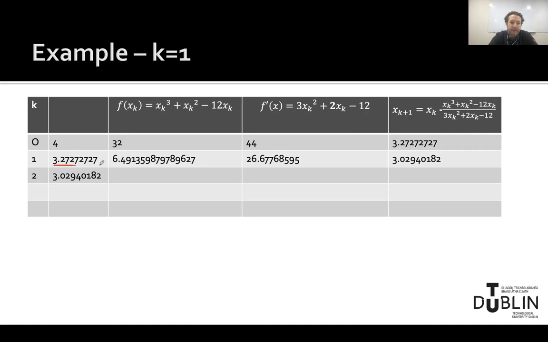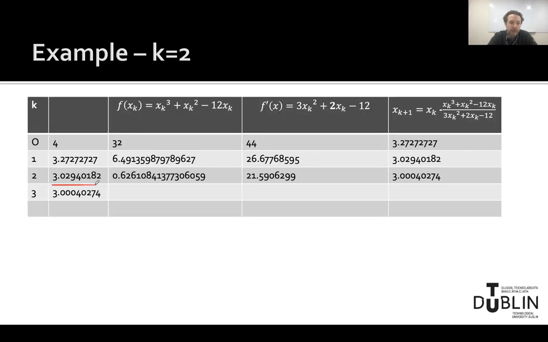So f of 3.27 is this, the derivative is 26.67. So our new root is 3.27 recurring minus 6.49, which is our f at that value, divided by 26.67. And that gives us 3.02, which is our new root. There. And we do it again.